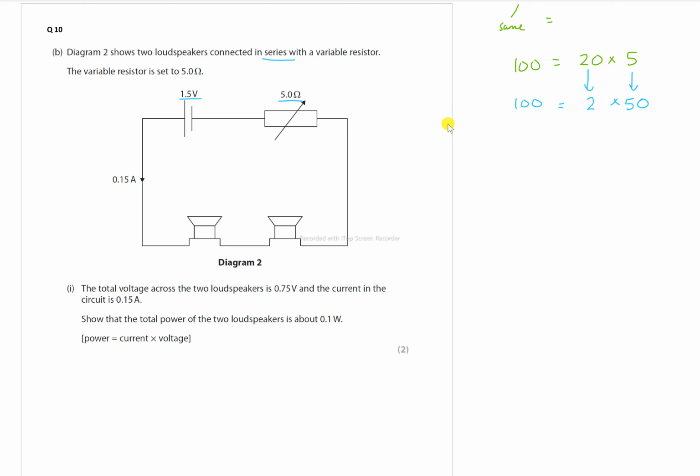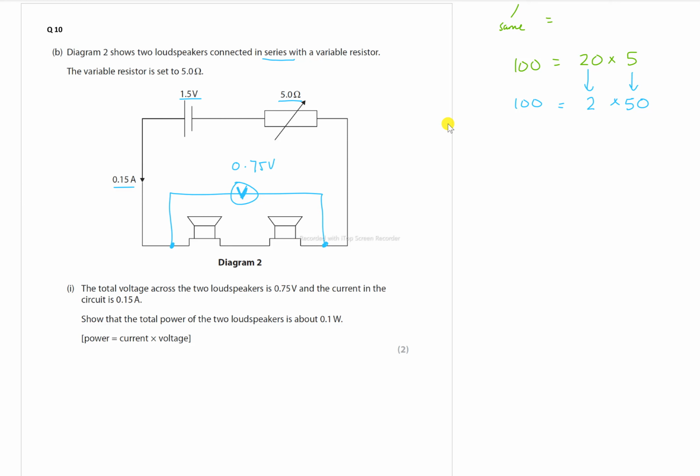They've given us the voltage. They've given us the current. The total voltage across the two is 0.75. So they've said that the voltage across here, if I put a V there for voltmeter, it's 0.75 volts.